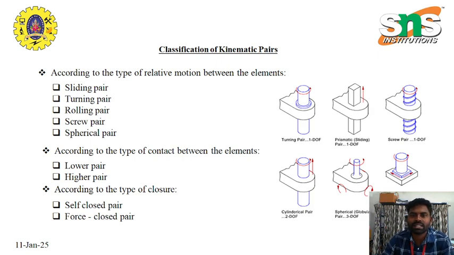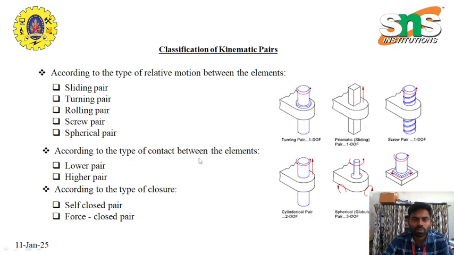Next is the classification of kinematic pairs. Here we have different pairs depending on the following categories. The first one is according to the type of relative motion between the elements, the motion between the different elements. It starts with the sliding pair, where one element slides over another. The second one is the turning pair, where one element turns within another, having 1 degree of freedom. The third one is the rolling pair, where one component rolls over another, and then the screw pair and the spherical pair.